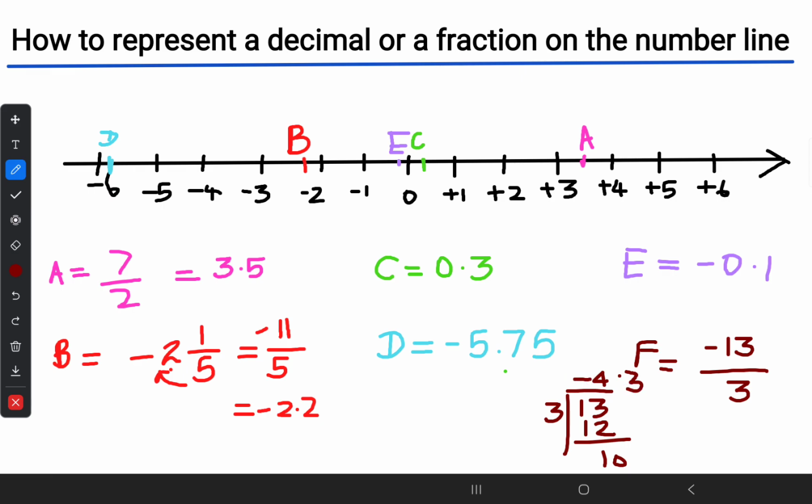Negative 4.3 means in between negative 4 and 5. But since that is negative 4.3, it cannot breach the limit of negative 4.5. Within this limit, you should denote F.